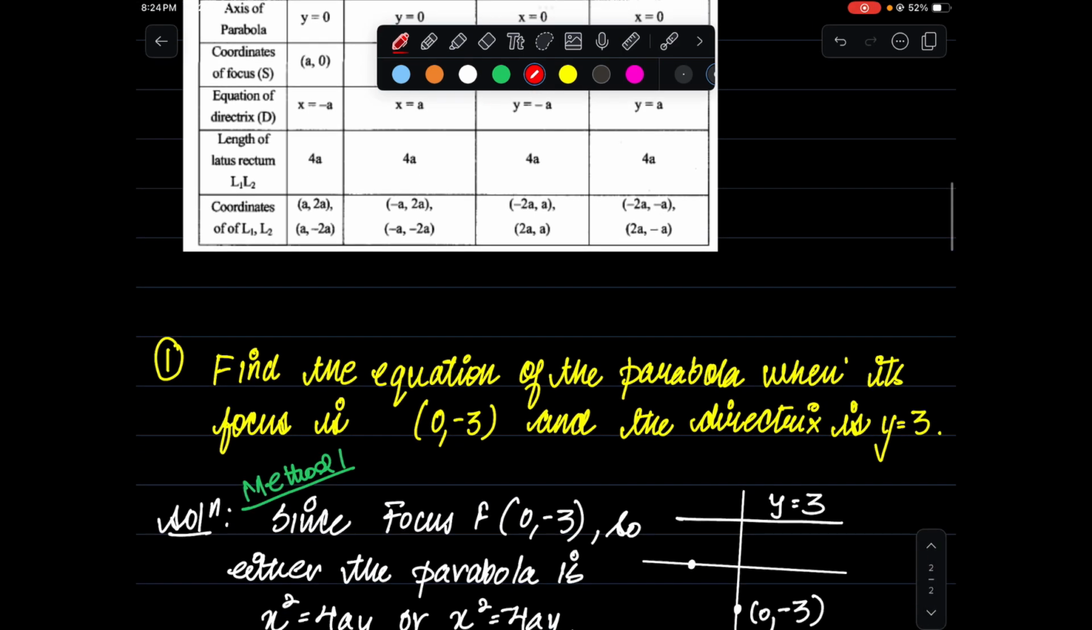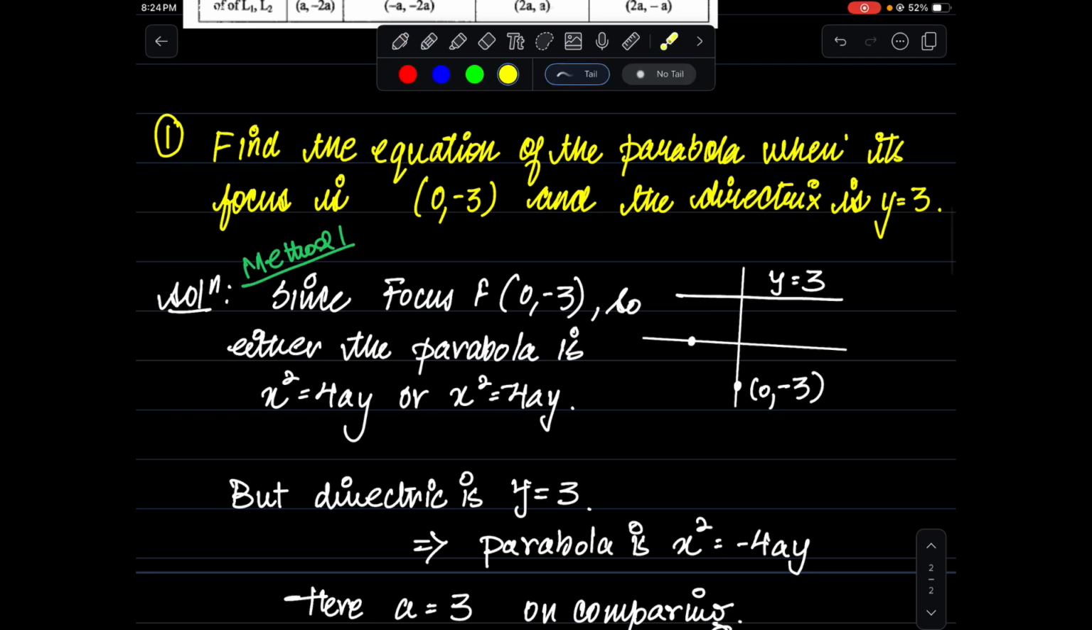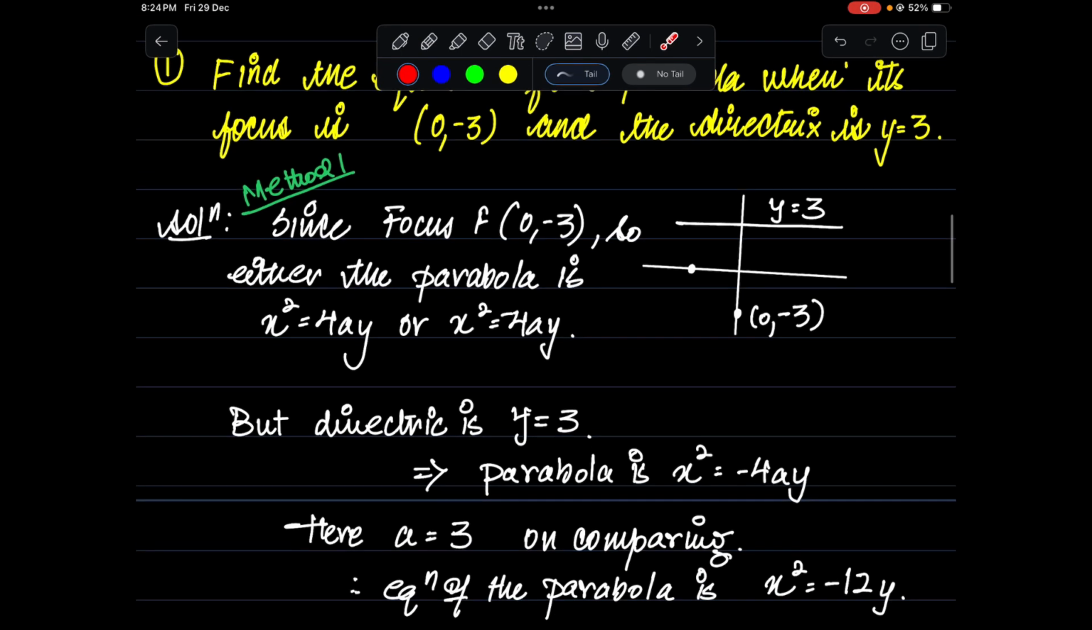Now let's move on with the problem. So the first problem that we have is, find the equation of the parabola when its focus is given and the directrix equation is given. As I told you, for getting the equation of a parabola, only 2 parameters are enough, that is focus and directrix, because that's how we are defining parabola. Now there are 2 methods. So NCERT is following this first method.